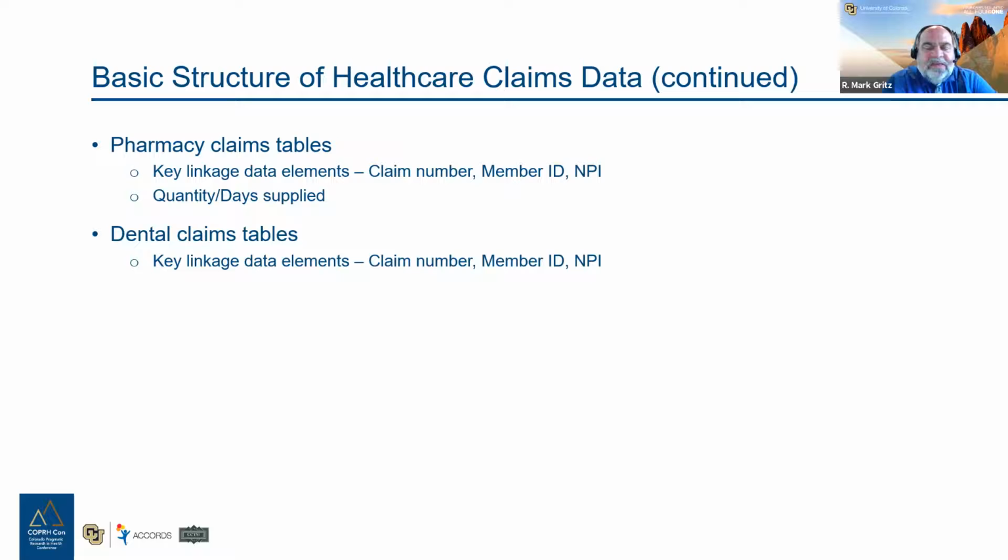And then the last set of tables, which I personally have not used very much, are dental claims tables, and those are very similar to the medical claims tables, where dental services are paid for on a fee-for-service type basis. And again, you can link those together with others through the claim number, member ID, and NPIs.